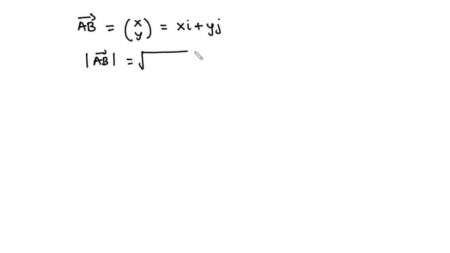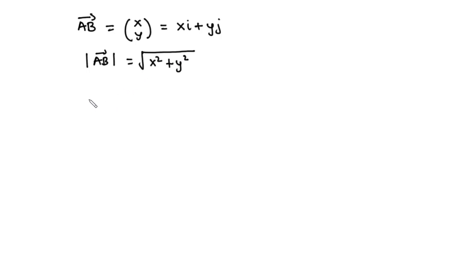Now, given the vector AB, which has components x and y, this is the x component and this is the y component. This vector can as well be written as xi plus yj. If you want to find the magnitude of vector AB, it is equal to the square root of the x component squared plus the y component squared. So this is how to find the magnitude of a vector.